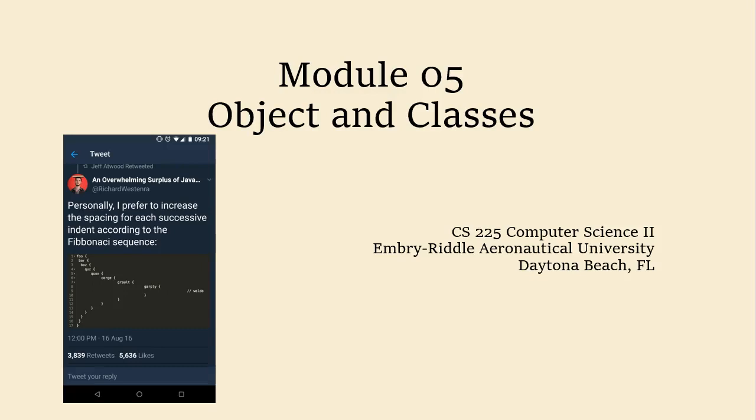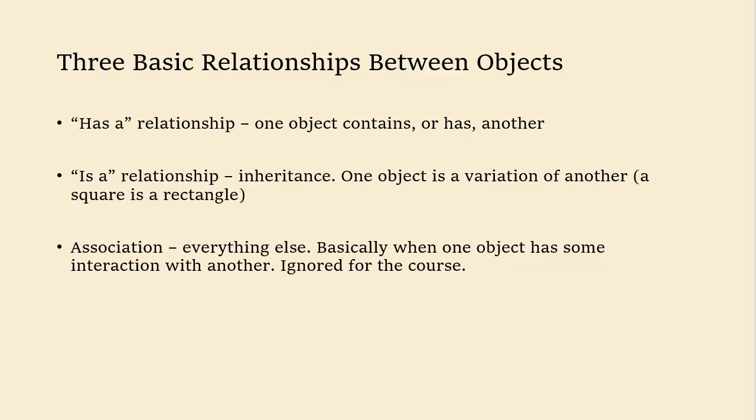This is the second lecture from Module 5, Objects and Classes, and we'll start to talk about the relationship between objects. And again, the object-oriented paradigm treats computation as this interaction between objects. So these objects have relationships.